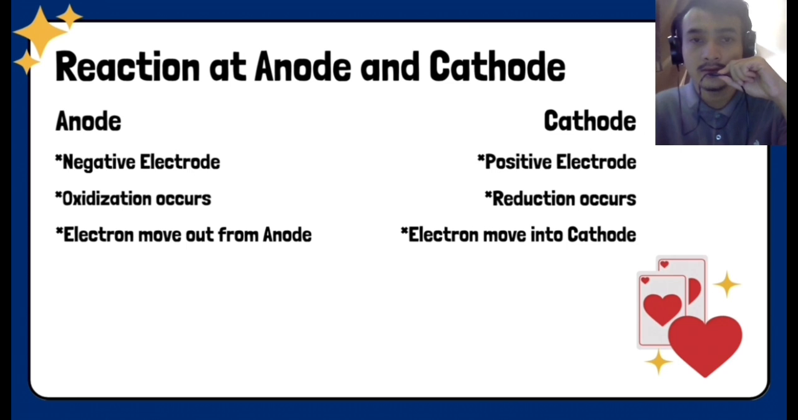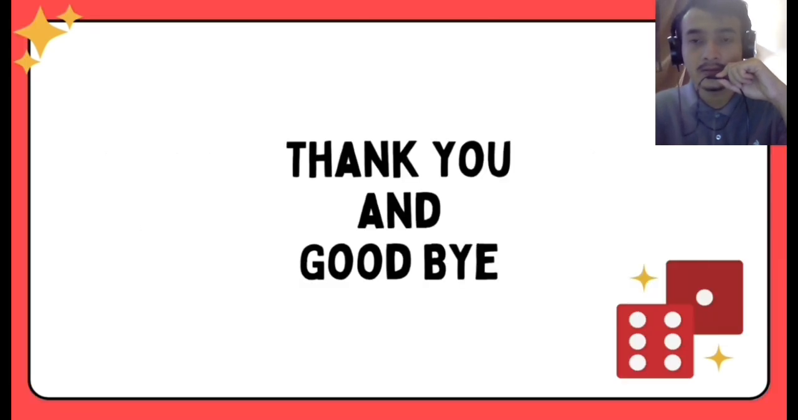And lastly, what is the reaction that happens at the anode and cathode? The anode is the negative electrode, where there are negative electrons, and the oxidation occurs at the anode. Electrons move out from the anode, and the cathode is a positive electrode, where the reduction occurs, and the electrons will move into the cathode. And that's all from me.